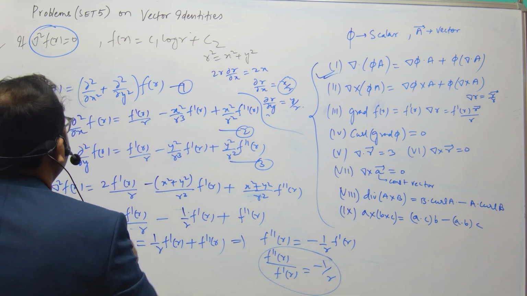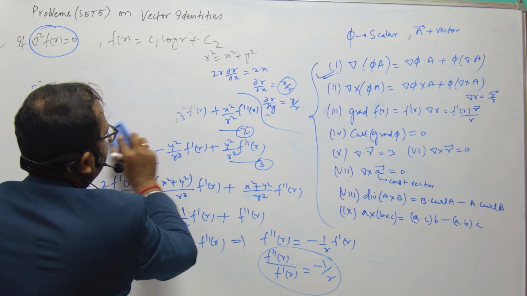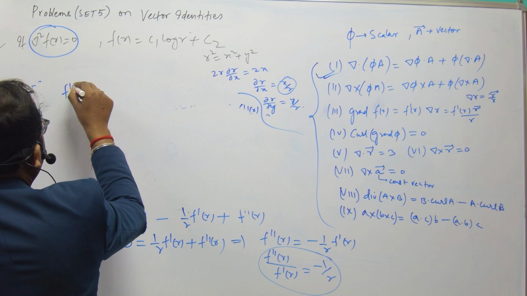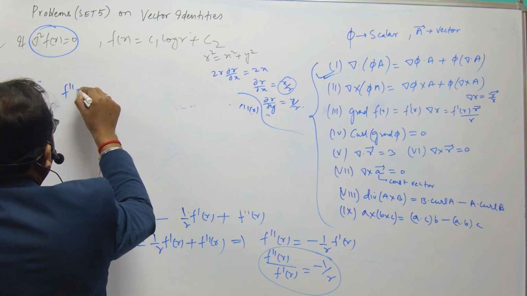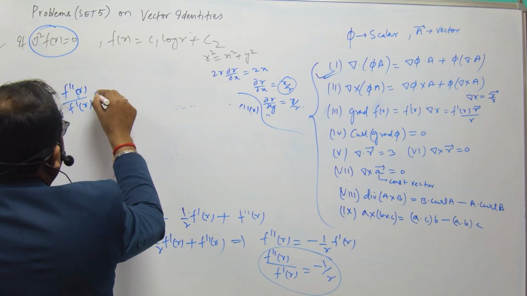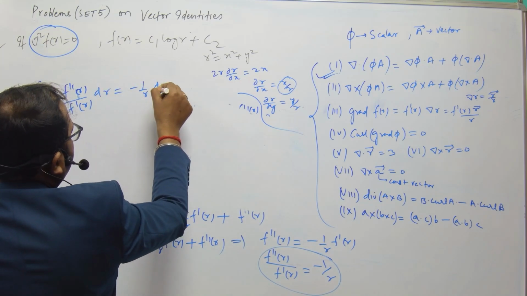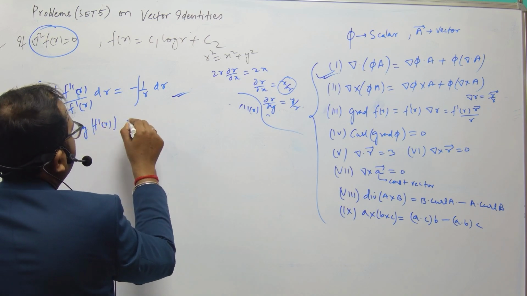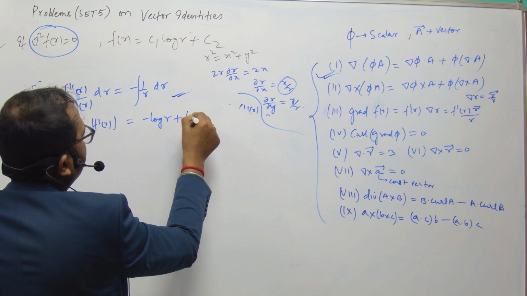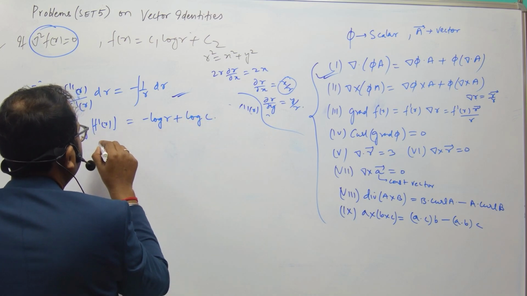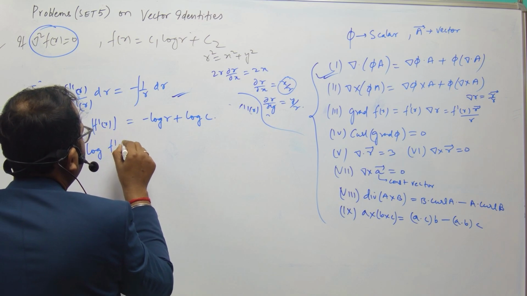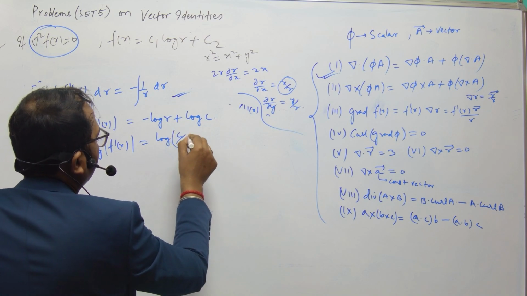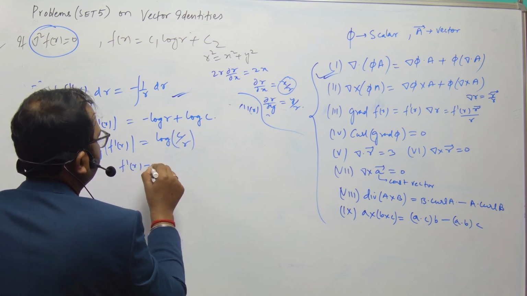Let us integrate this with respect to r. We have the integral of f double dash r upon f dash r dr is equal to the integral of minus 1 by r dr. Let's integrate this. This is log of f dash r equal to minus log of r plus log of c. So from here we have log of f dash r equal to log of c upon r. f dash r is equal to c upon r.